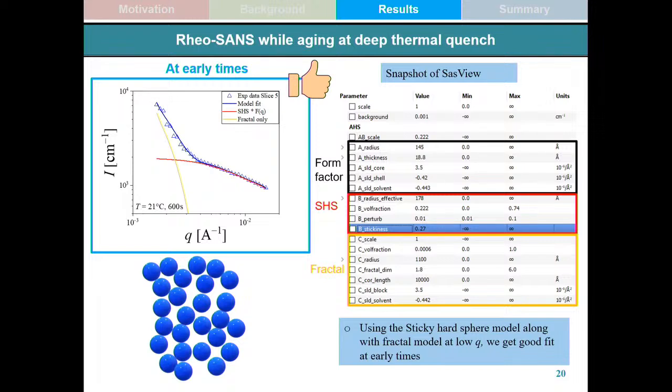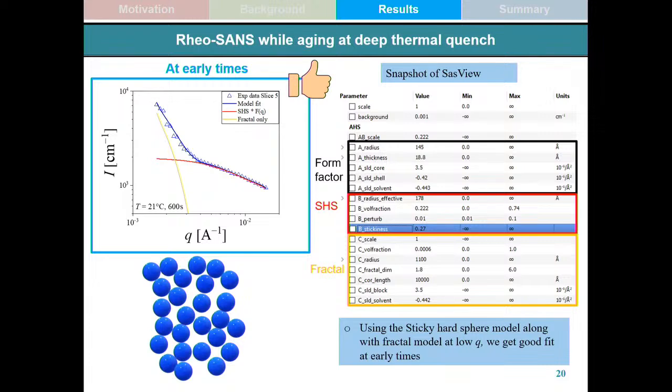So we add a fractal model to it, which suggests that we have a very small volume fraction of fractals present in the systems, which are quite ubiquitous in nature. These fractals are basically fractal aggregates which are present in the form of impurities in the system, or you can say that they're always ubiquitous in nature. With the addition of this fractal model, we are now able to get a very good fit to the entire experimental data during the aging time.